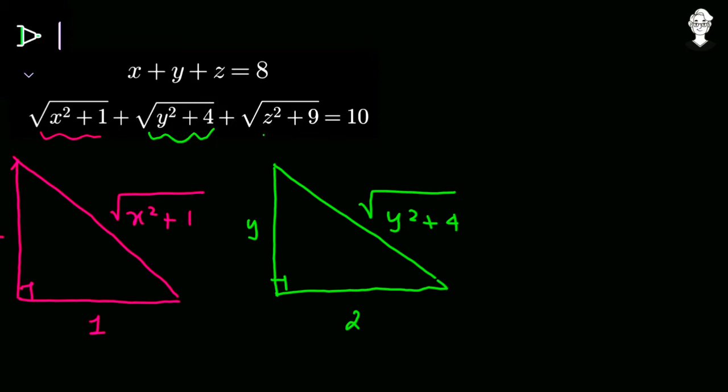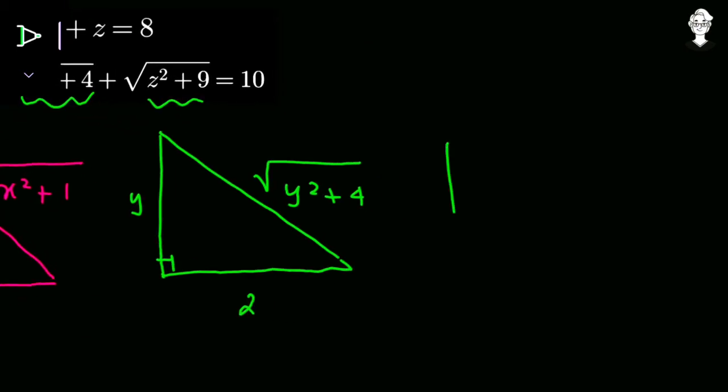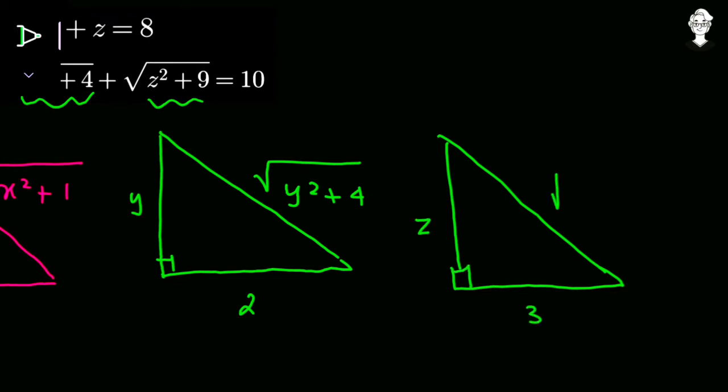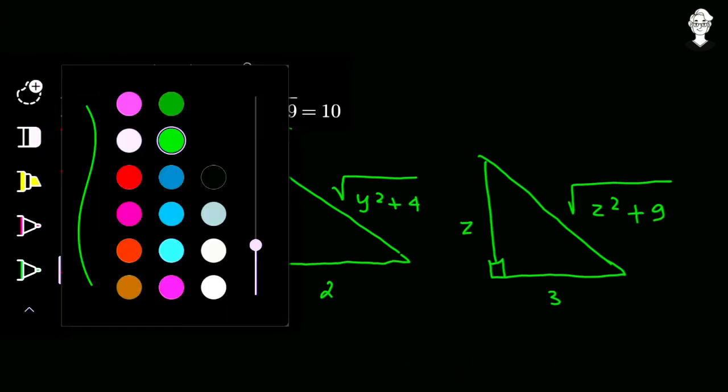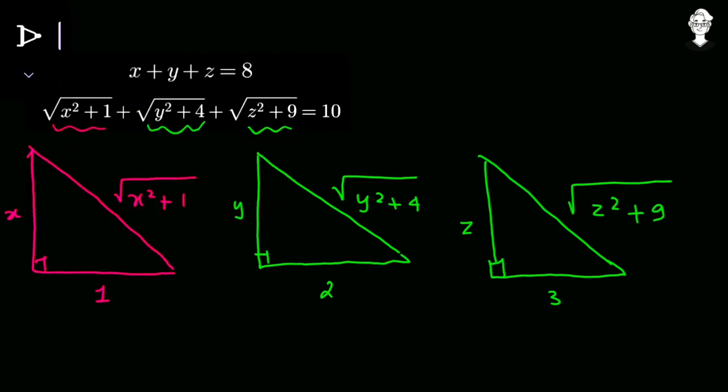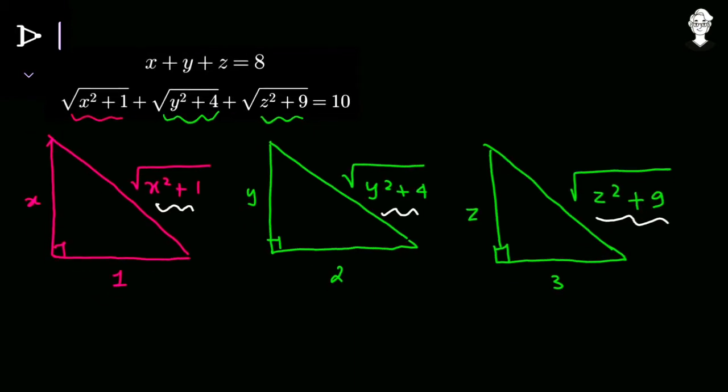And the third one is z square plus 9. You can already guess that two of its sides are going to be z and 3. So the hypotenuse becomes the square root of z square plus 9. So we have just figured out each of these terms, only the terms, not the whole equation. Each of these terms we can figure out: x square plus 1, y square plus 4 and z square plus 9 are each in a right angle triangle.